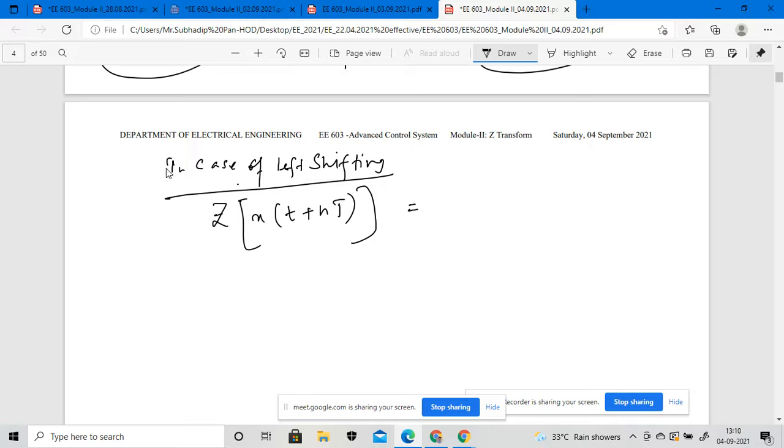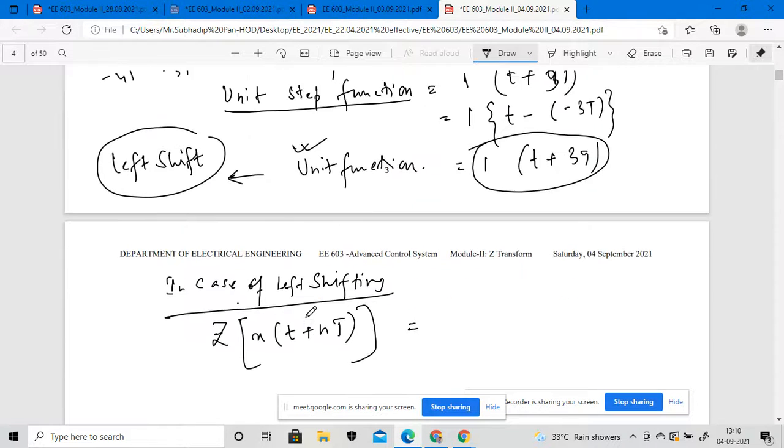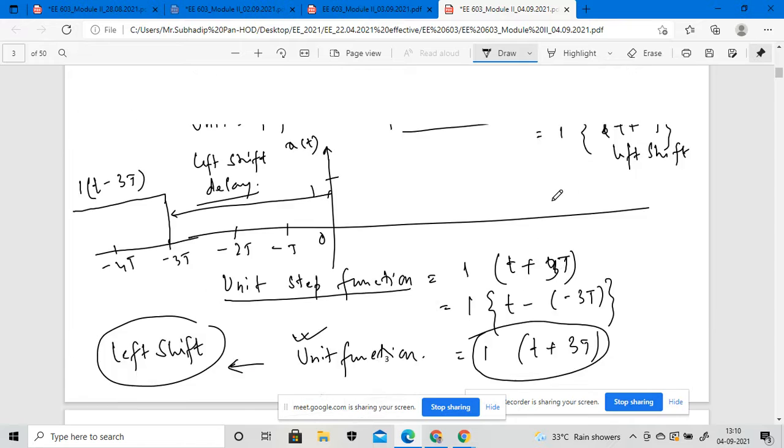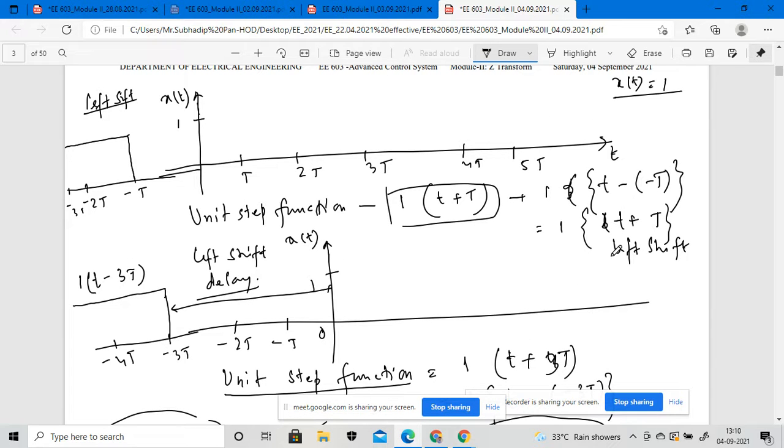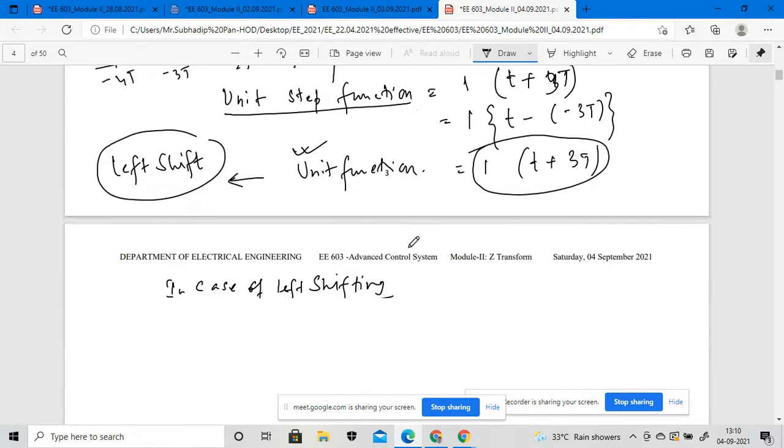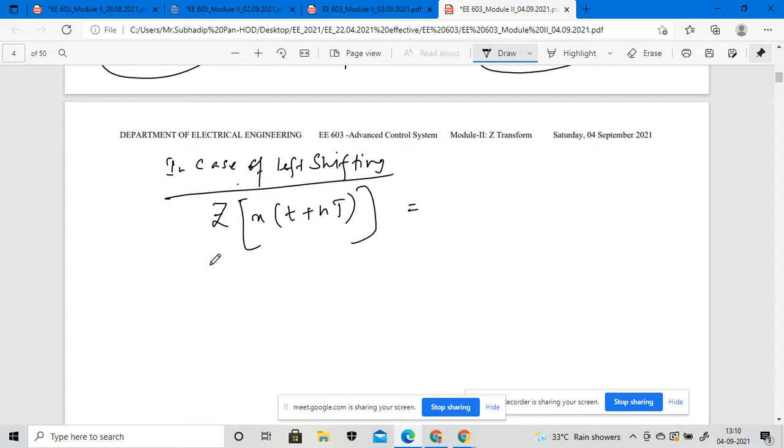Right, sir. So for the left shifting, I told you, it should be considered as t plus nt. In case of a left shifting, it should be considered as the z transformation of x of t plus nt. Okay, one correction is there.